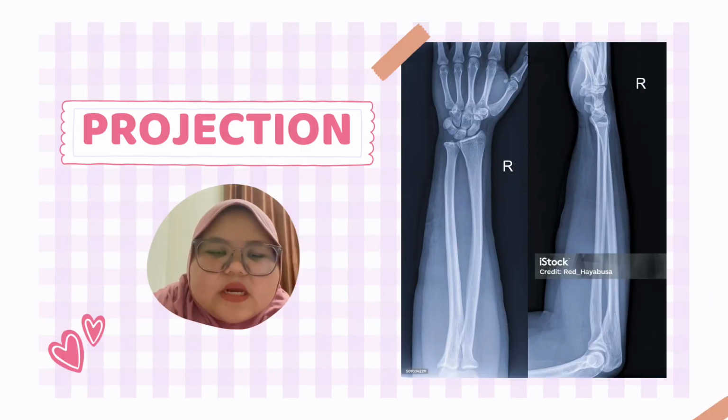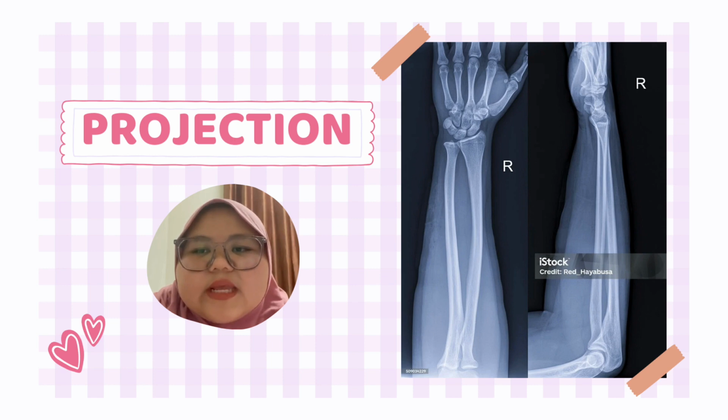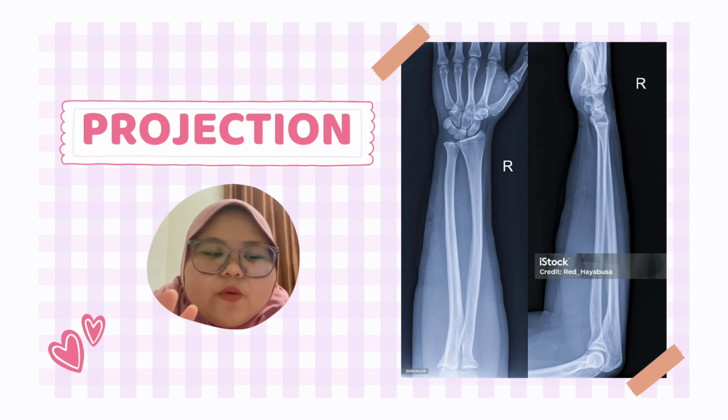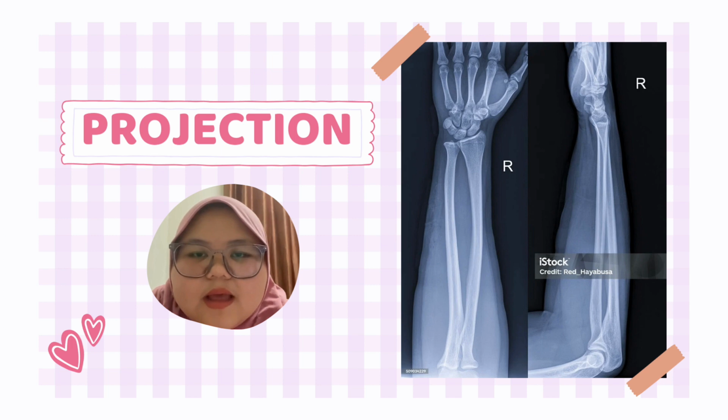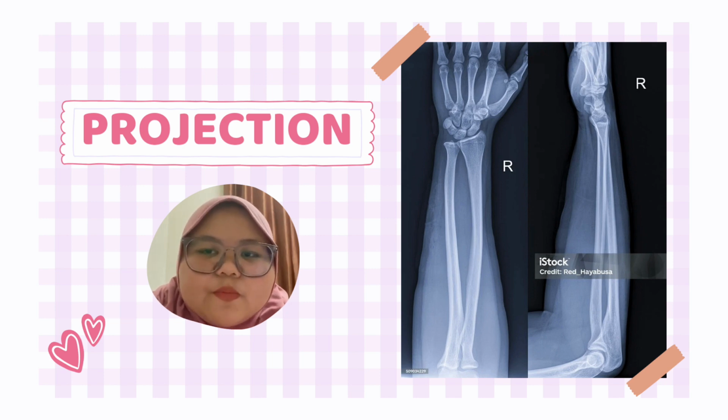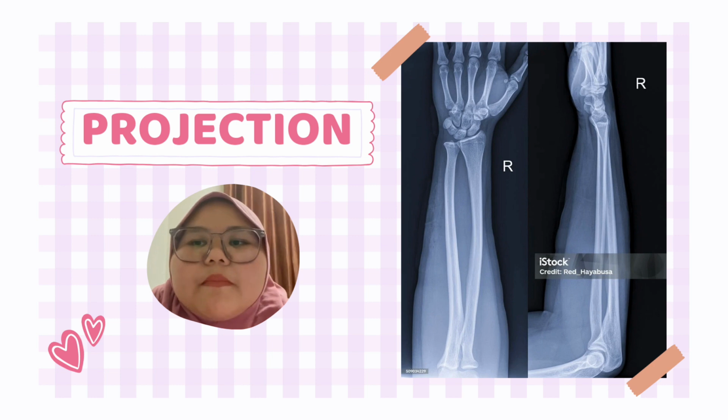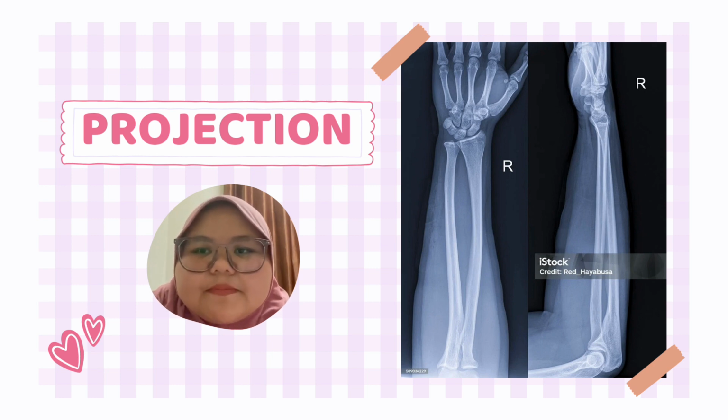You can see here the difference between AP projection and lateral projection, whereby at the AP projection, the radius and ulna are seen bilaterally. Meanwhile, for the lateral projection, they are seen superimposed with each other. But today, we will evaluate the radiograph using Passman method.